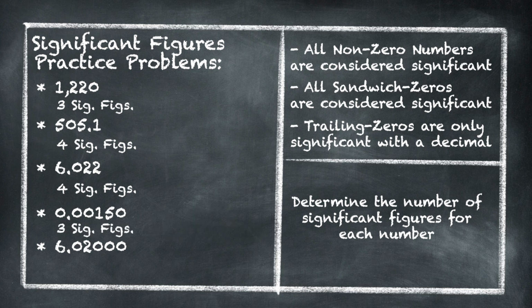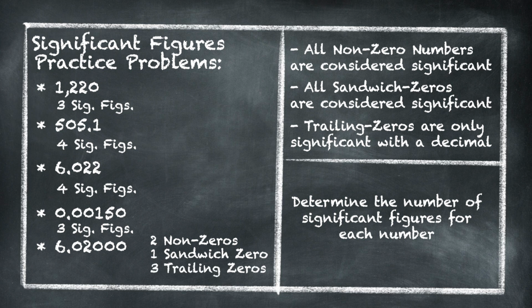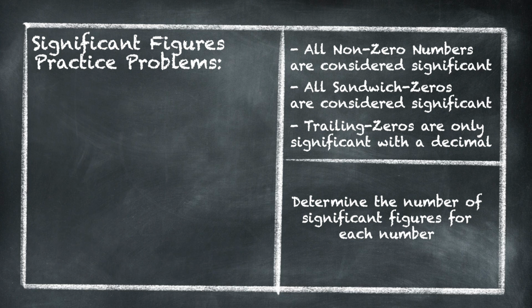Okay, number 5, or the last one for this section of questions, 6.02000. So we have two non-zeros, which is the 6 and 2. Then we have a sandwich zero between the 6 and the 2. And finally, we do have a decimal place, so those zeros after the 2 are considered trailing zeros, which are significant, so we have three of them. We add all this up, the two non-zeros, the one sandwich zero, and the three trailing zeros, get a total of 6 significant figures.